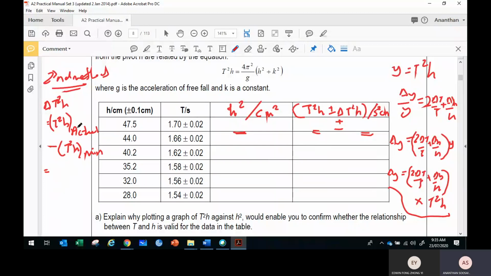So for the first data, t squared h actual, put the actual t and h now. Actual t is 1.7, actual h is 47.5. For t squared h minimum, use the t minimum and h minimum. T minimum is 1.7 minus 0.02, so 1.68 to be used here for minimum. H must be the minimum. Minimum is how much? 47.4, minus with the error.